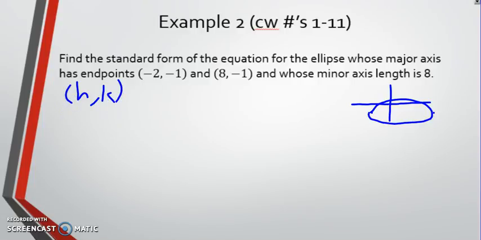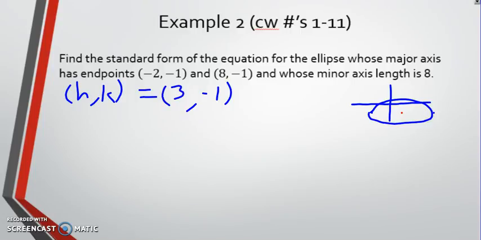So the point that is exactly halfway between those, the dot I just drew in red, well, the y coordinate isn't changing, so it's still going to be a -1. The x coordinate, if you take 8 plus -2, that's 6, and then you cut it in half, that's 3. So the midpoint of those two coordinates I gave you is 3, -1. So now we know the h and the k values.